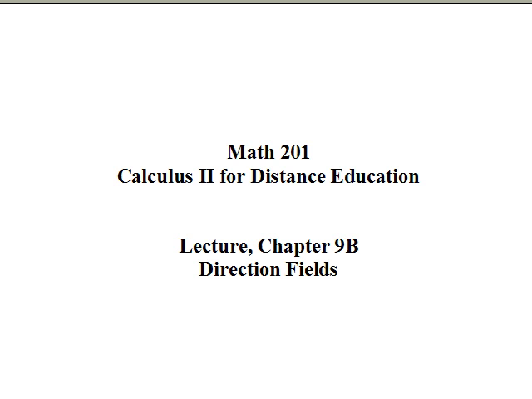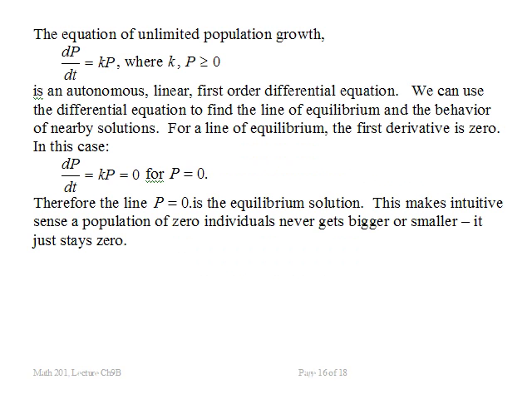This is Lecture 9B for Calculus 2 with an example of an unstable equilibrium. Here's the equation for unlimited population growth. Population varies with time. So here we have the first derivative equals k times p. k is some positive constant. p is greater than or equal to 0 as well.